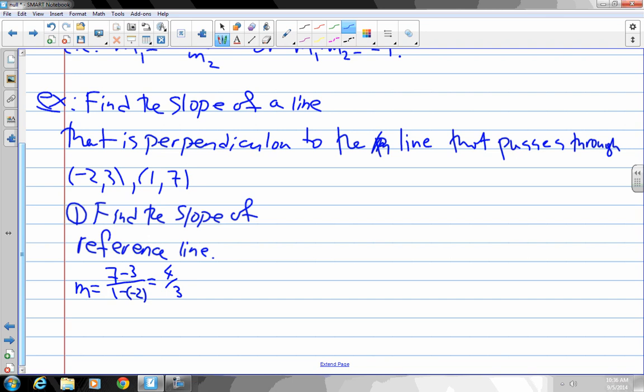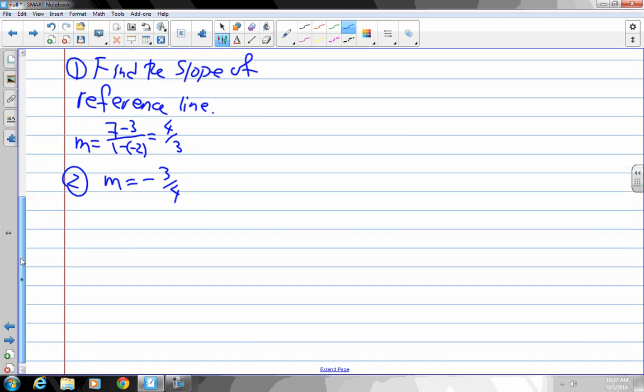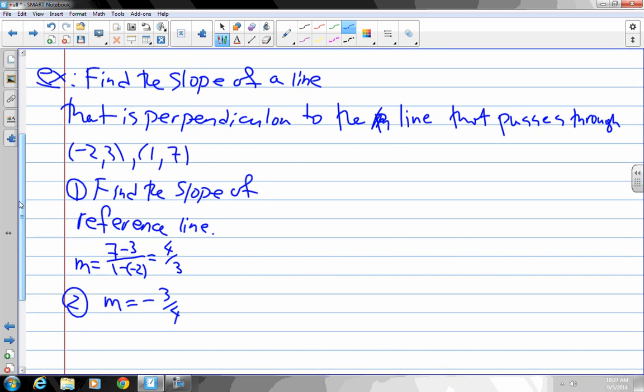So then what is the slope of our line? Negative 3 over 4. We take the reciprocal and we change the sign. So therefore, the slope of our line is negative 3/4. So the lines with slopes 4/3 and negative 3/4 are perpendicular. They're going to form a 90-degree angle. Is that good? Is that a little bit refreshing, or do you just know this stuff?